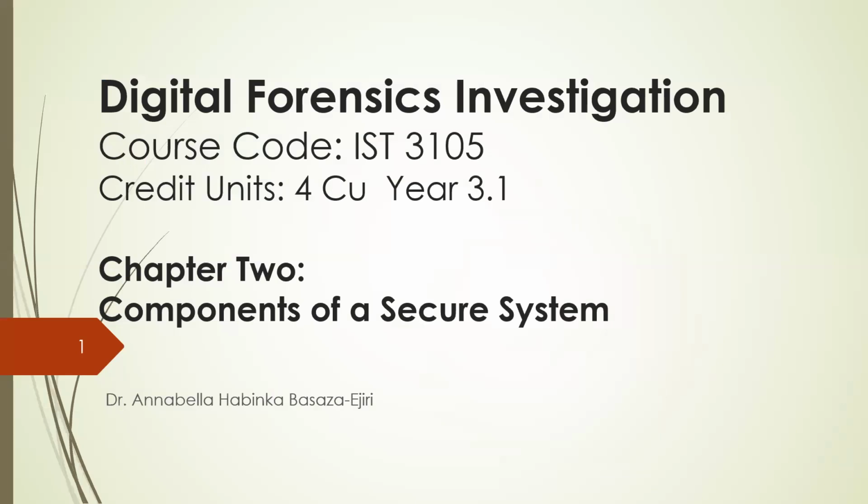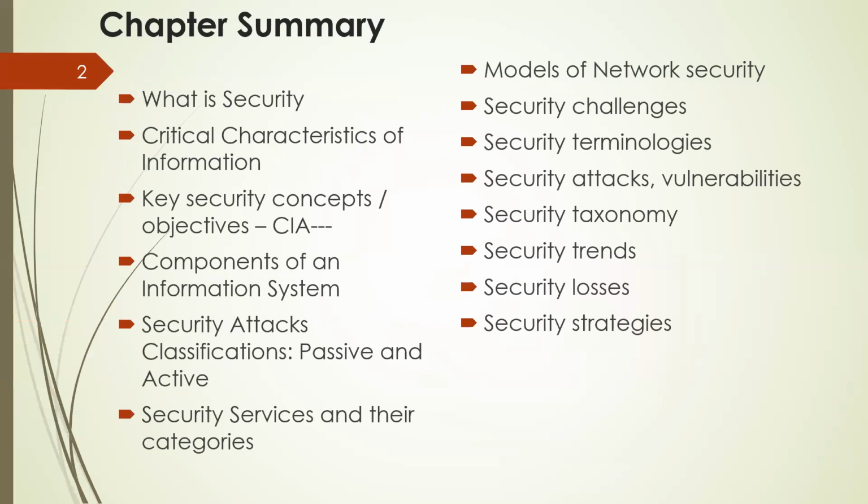Components of a secure system. Yes, we looked at the cores here. We should know how to define security. Characteristics of information. That is our key core items of CIA and other key core concepts of what a secure system is.